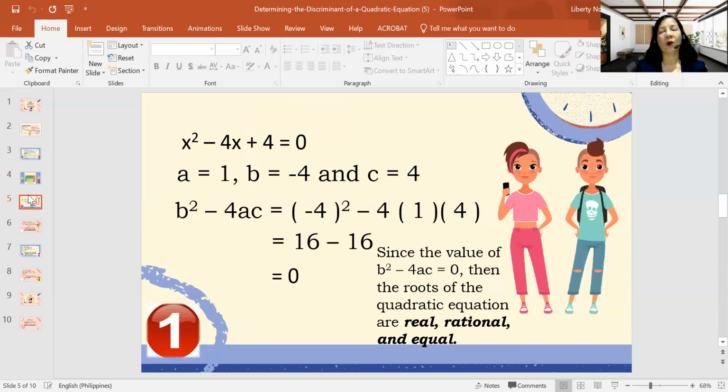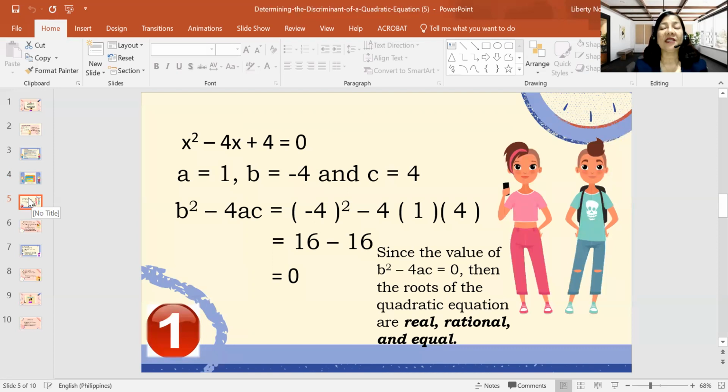Now we are ready to again get the discriminant of the quadratic equation. Get the value of the discriminant of a quadratic equation. Let us have an example. x squared minus 4x plus 4 is equal to 0, where a is equal to 1, which represents the numerical coefficient of x squared. b is equal to negative 4, which represents the numerical coefficient of x. And c is the constant 4.